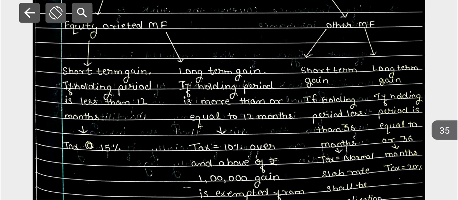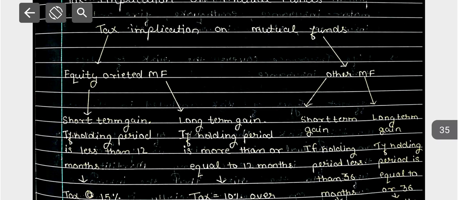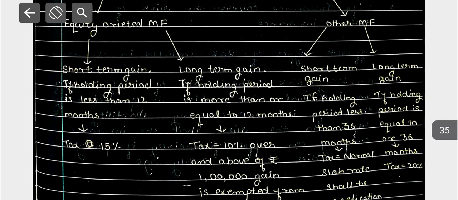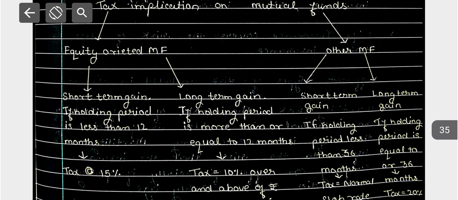Tax implication and mutual fund. देखिए, टैक्स इम्प्लीकेशंस जो आपके फंड्स के रहने वाले हैं, इसके दो हिस्से बनते हैं: इक्विटी ओरिएंटेड म्यूचुअल फंड्स और अदर ओरिएंटेड. इक्विटी में आपके दो हिस्से बनते हैं, शॉर्ट टर्म गेन और लॉन्ग टर्म गेन. शॉर्ट टर्म गेन क्या होता है? If the holding period is less than 12 months, and if the holding period is equal to or more than 12 months, ठीक है, टैक्स रेट होगा आपका 15%, टैक्स होगा 10% over and above the 1 लाख gain exempted from the tax.